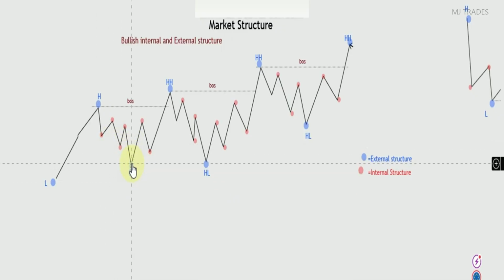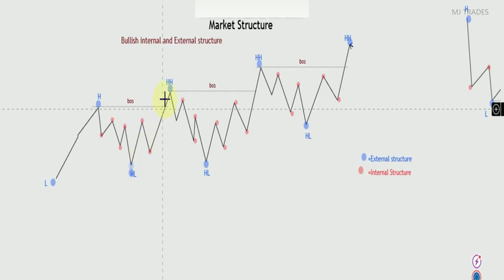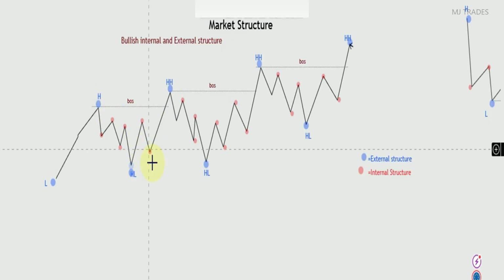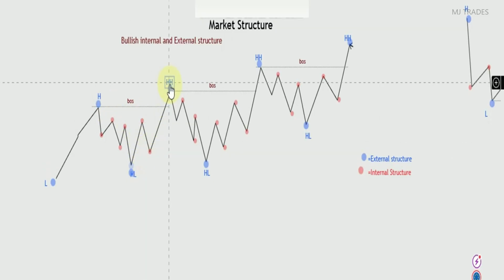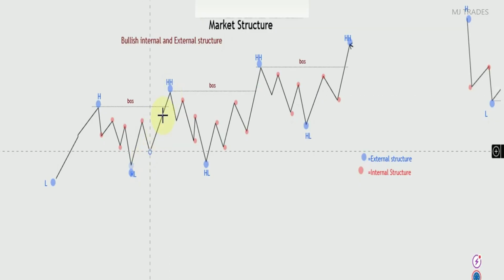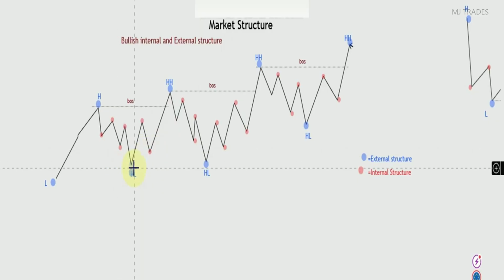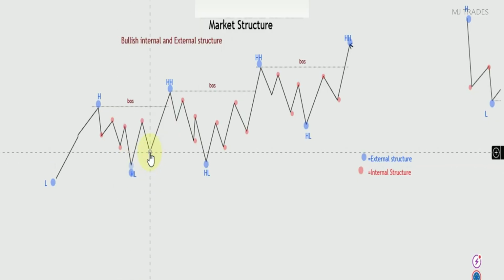Why is it this one? Because this is the lowest point the market got to before it broke this high. You could feel that, okay, maybe it is this low that broke this high. You are right, it is this low that broke this high. But where did this low come from? It came from here. Okay, this low came from this high.